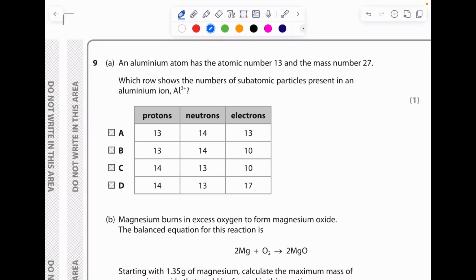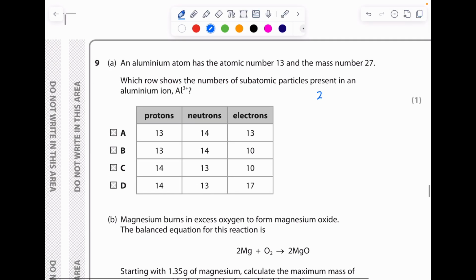So we're told here that an aluminium atom has a mass number of 27 and an atomic number of 13. So let's put those into a format that we're used to seeing on the periodic table. And it wants us to work out the number of subatomic particles in the aluminium ion.